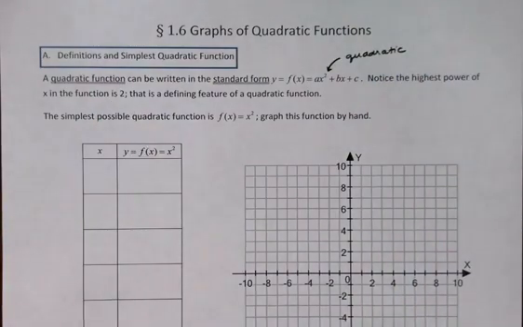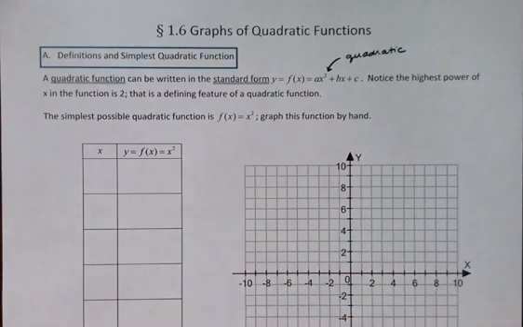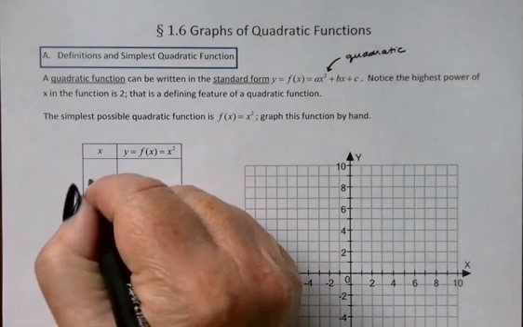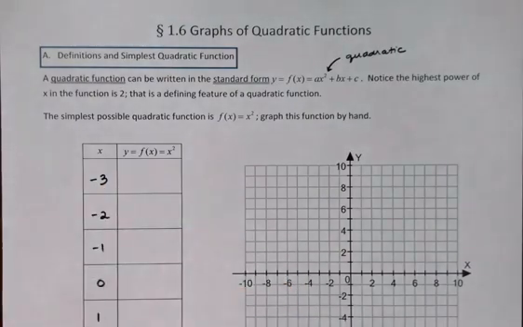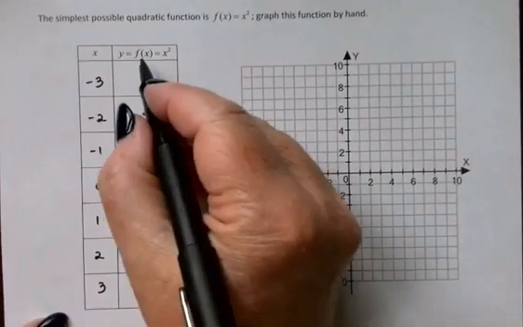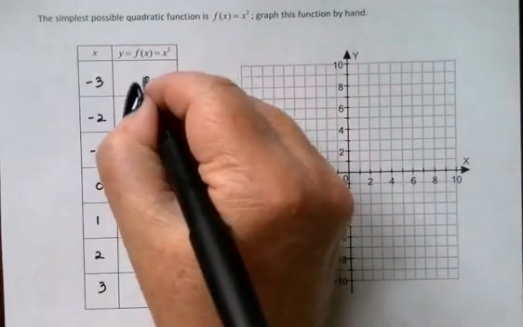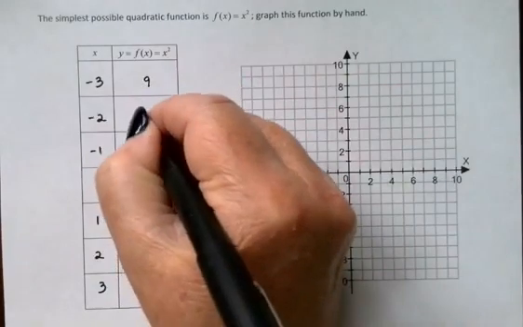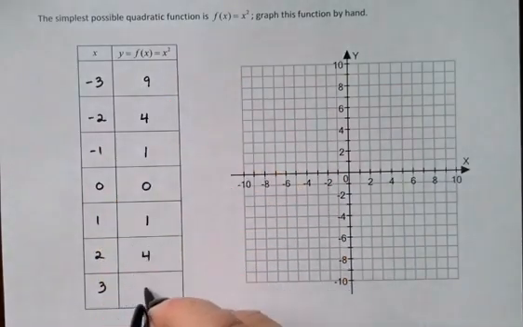All right, we're going to start with the simplest possible quadratic function, just f of x equals 1x squared. And I'd like to sketch this particular one by hand. I don't think it'll take us too much. I'm going to choose x values running from -3 to +3. And since the y value is just the square of the x value, -3 squared would be 9. -2 squared is 4, and so on. Just squaring all those x values.